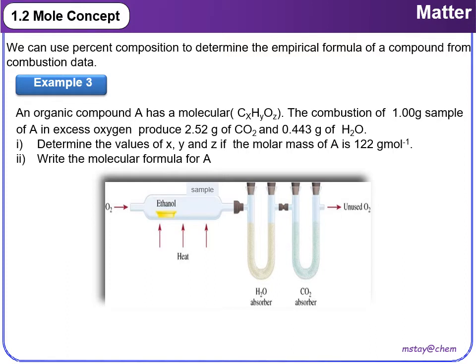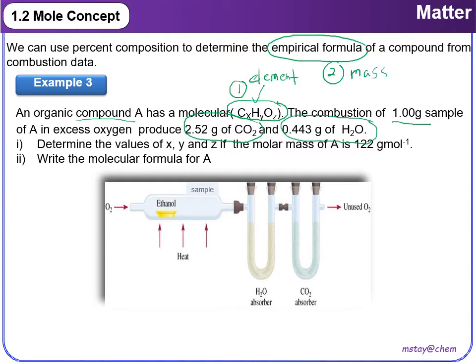Okay, now let's check how the combustion data can help you to determine the empirical formula and also the molecular formula. From this question, compound A contains carbon, hydrogen, and oxygen. And then when we burn 1 gram of A, it will produce 2.52 gram of carbon dioxide and 0.44 gram of water. So as we know, if we want to determine the empirical formula, besides knowing the elements, the second thing that we need to know is the mass of each element.